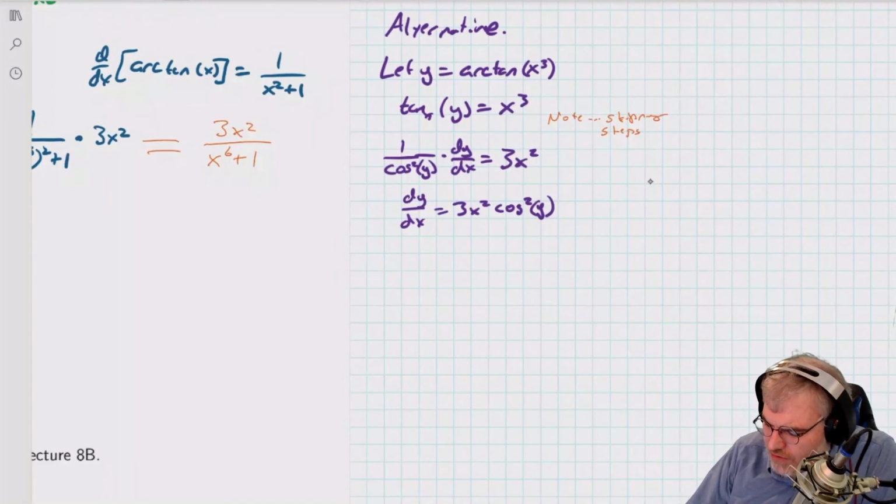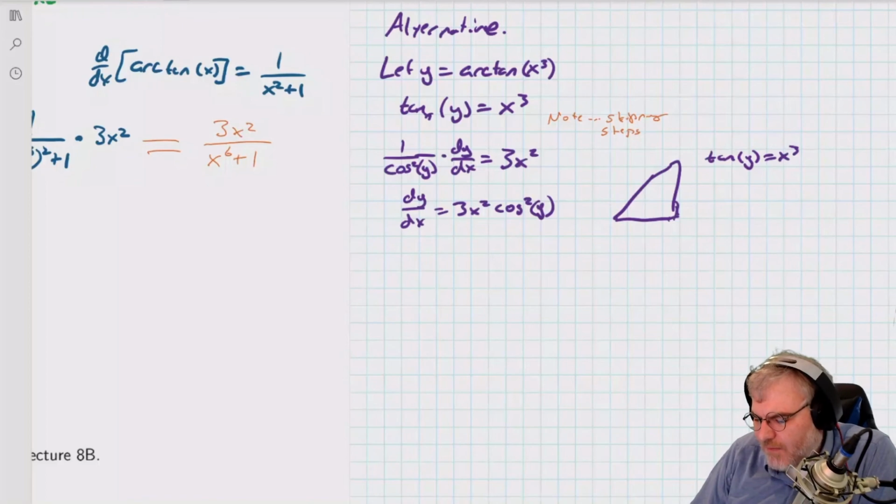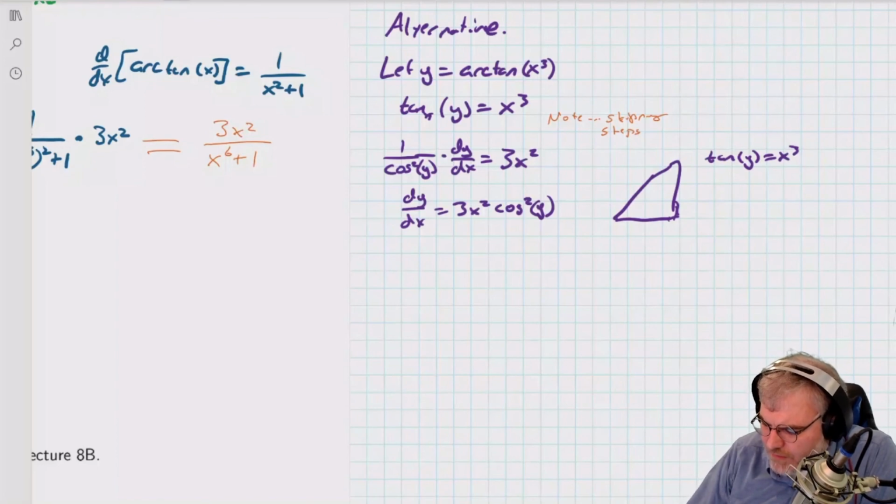So then I do my little triangle trick here with tangent. I have the tangent of y equals x cubed. And this is one of the reasons why this triangle trick is much more flexible than the other ones. So I've got the tangent of y equals x cubed.